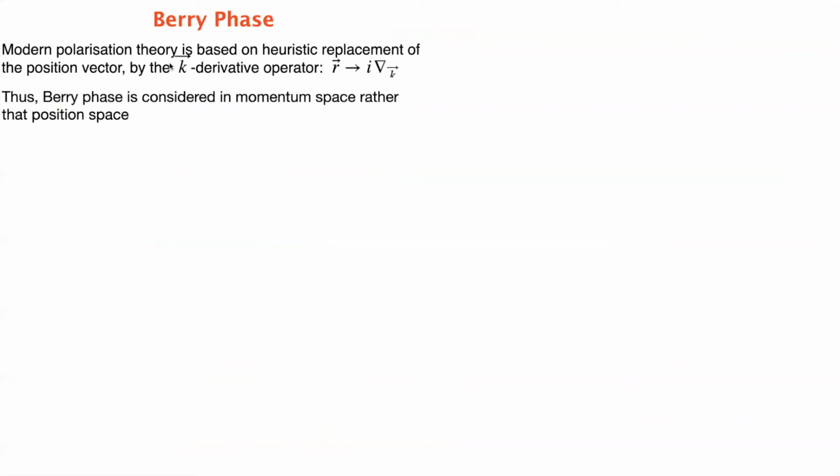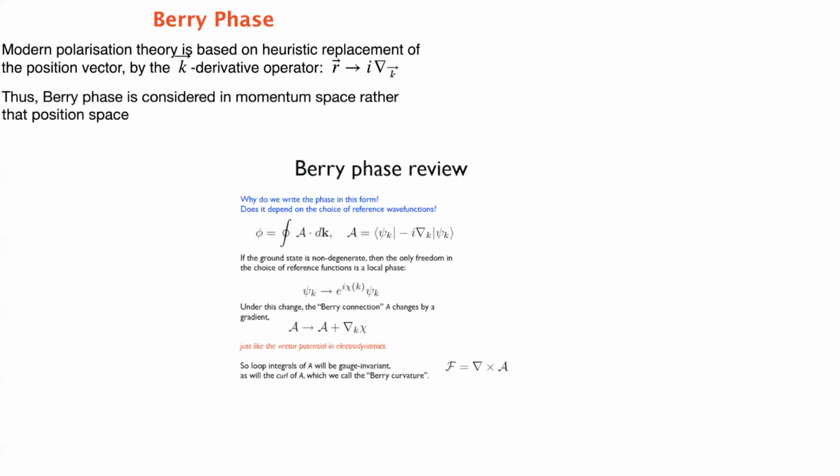Modern polarization theory is based on the heuristic replacement of the position vector by the k derivative operator. Berry phase is considered in momentum space rather than position space. In modern polarization theory, there's this Berry phase, which instead of being the integral of A dot dL is the integral of A dot dk. This is just like a vector potential in electrodynamics, and you can define a vector by the curl of this Berry connection, and that was defined as the Berry curvature.